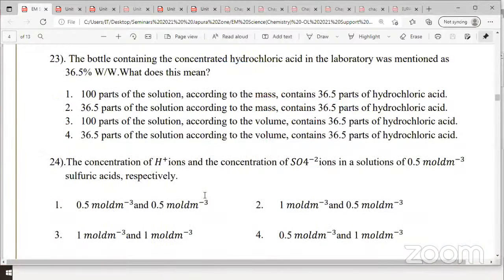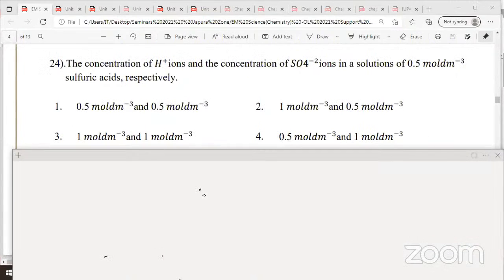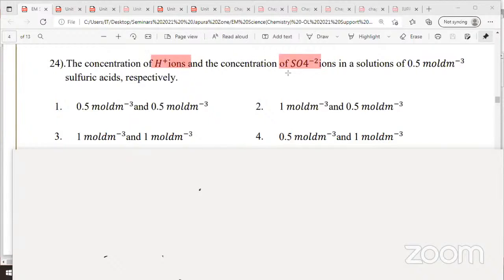Right. Question number 24. This is a very good question. It's a kind of a hard one. Those who are going for the A and B pass, this question is important. Chemical calculation. Nice question. H plus ion and sulfate ion concentration in 0.5 sulfuric acid. 0.5 concentration of sulfuric acid is given.